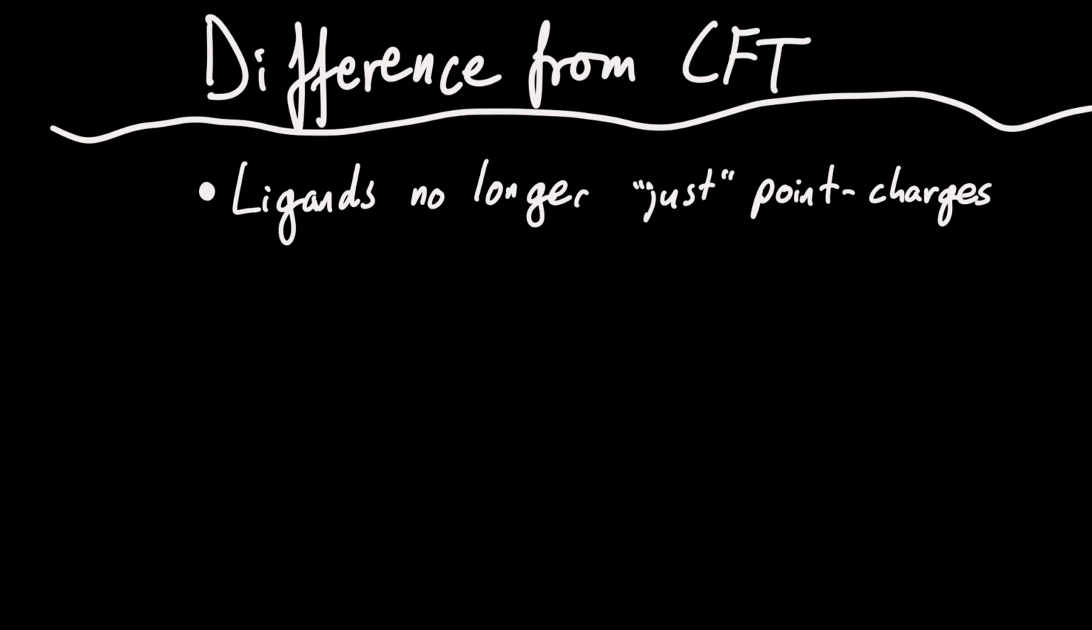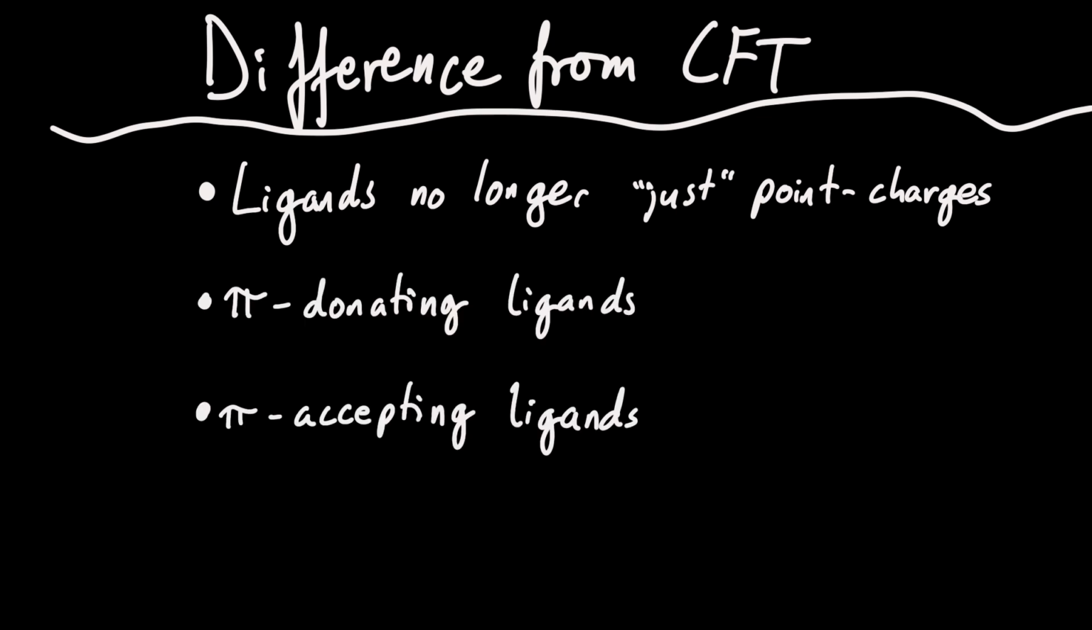There are two main types of ligands that are of interest in ligand field theory: pi-donating and pi-accepting ligands. As the names indicate, pi-donating ligands donate electrons to the metal d orbitals to form pi bonds, while pi-accepting ligands have empty orbitals which accept electrons from the metal's d orbitals to form pi bonds. These are most easily explained with examples.